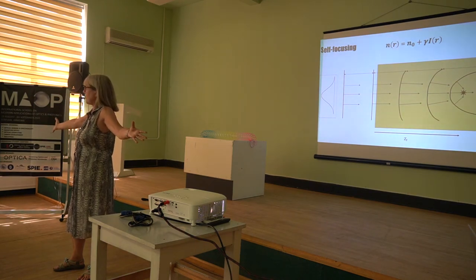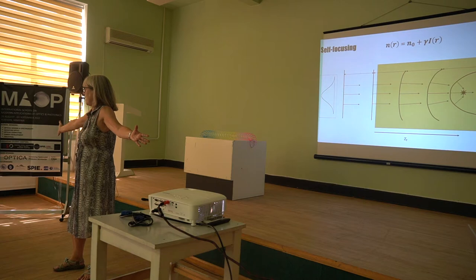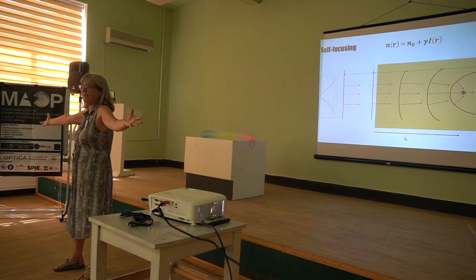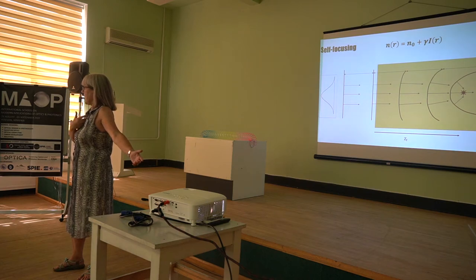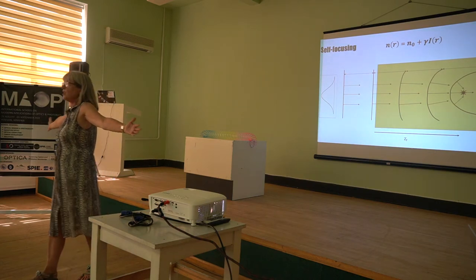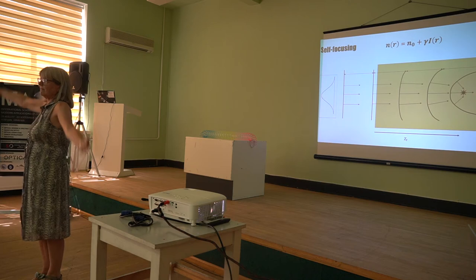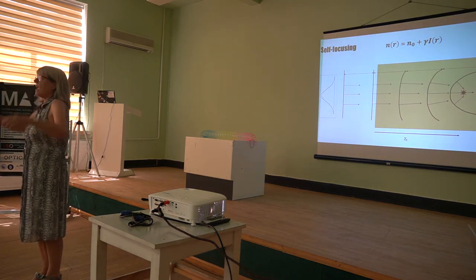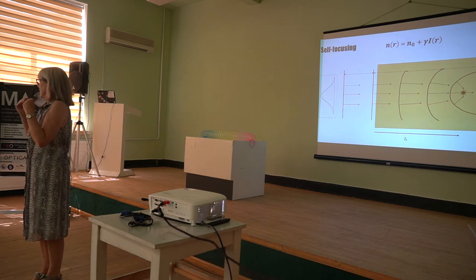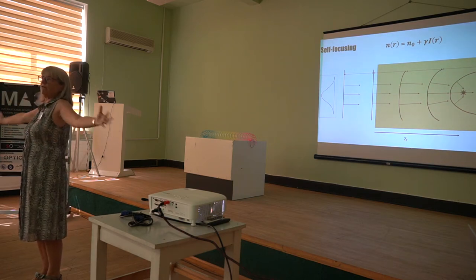So my fingertips only see N0, the normal index of refraction. So I'm going to travel at the speed of light divided by that N0. But at the center, I'm much more intense, so I'm going to travel slower. So as I go, I've curved in all around, and so I've acted like a lens. I've started to curve in. So this is why it's called self-focusing. The power itself makes the beam focus.